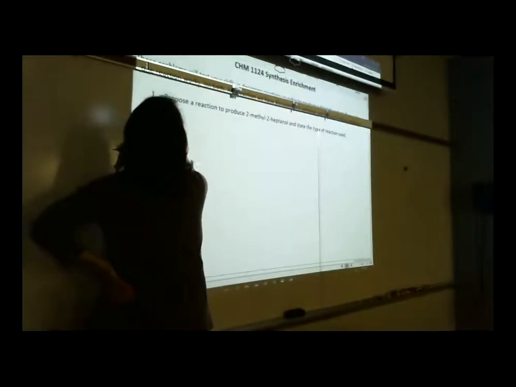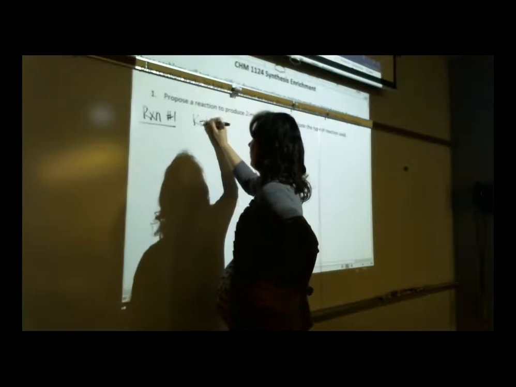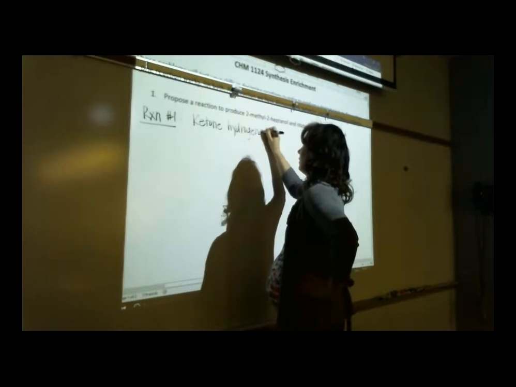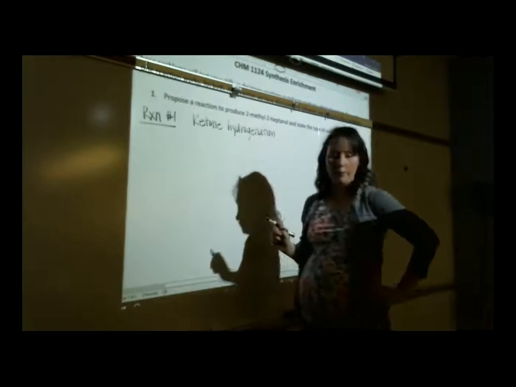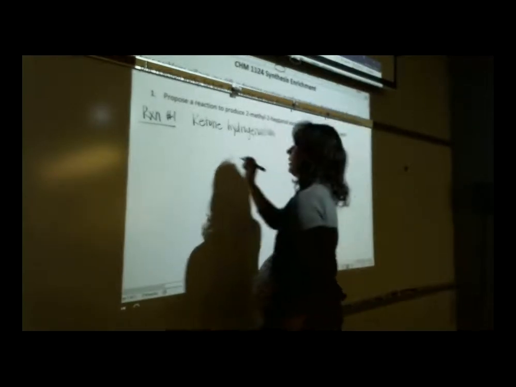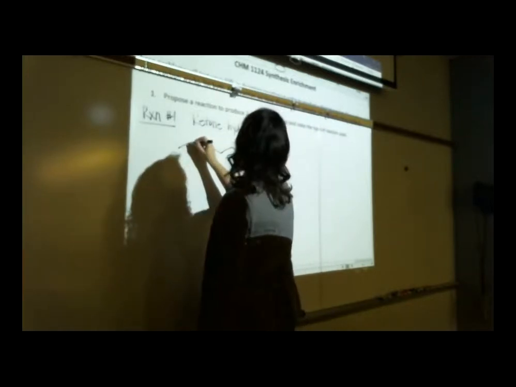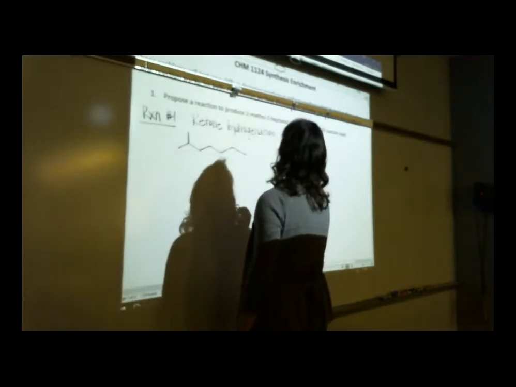Reaction number 1 is we could reduce a ketone, right? If we hydrogenate a ketone, that'll give us an alcohol. So we want 2-methyl-2-heptanol. So that's 7 carbons: 1, 2, 3, 4, 5, 6, 7. 2-methyl. Oh boy, I just realized that's not going to work for 2-methyl-2-heptanol, will it? It'd work for 2-methyl-3-heptanol, but you can't have a ketone here.